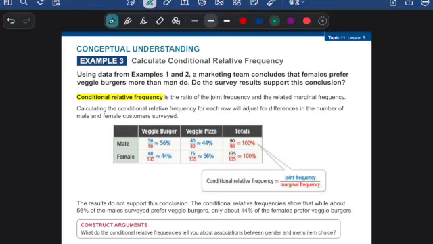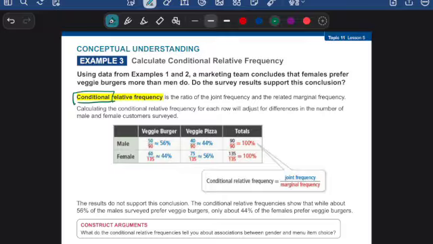Example 3, using data from these first two examples, a marketing team concludes that females prefer veggie burgers more than men do. Well, is that true? Do the results support this conclusion? So now we're going to look at what's called conditional relative frequency. The conditional part tells us we're looking at a specific row or a specific column in our frequency table.